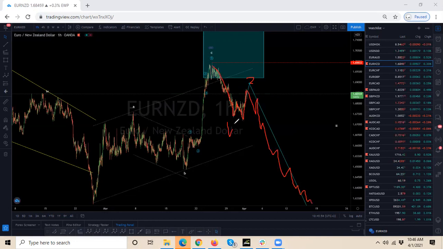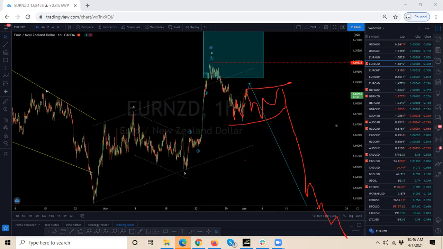So if you get an entry around here on Euro New Zealand, then you can take this move to the downside. Just bear in mind, it can still have this 1, 2, 3 here, 1, 2, 3, 1, 2, 3, and have a structure like this here before we get this move to the downside. If they make it so simple like this here, then it means everyone will be making money. These guys are in the business to make money, so they won't allow us to make money just like that. But I'll be looking for this move to the downside.